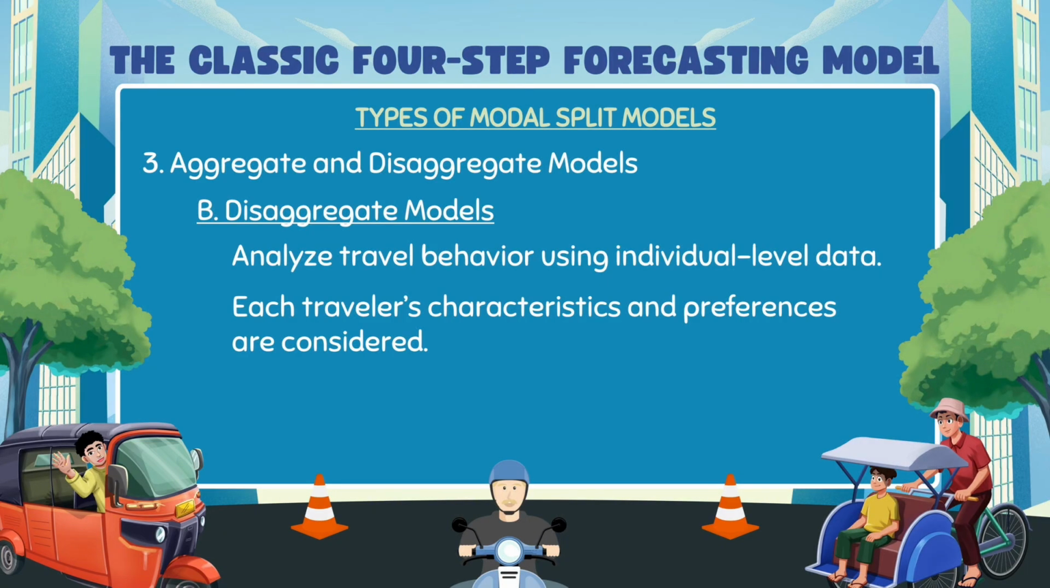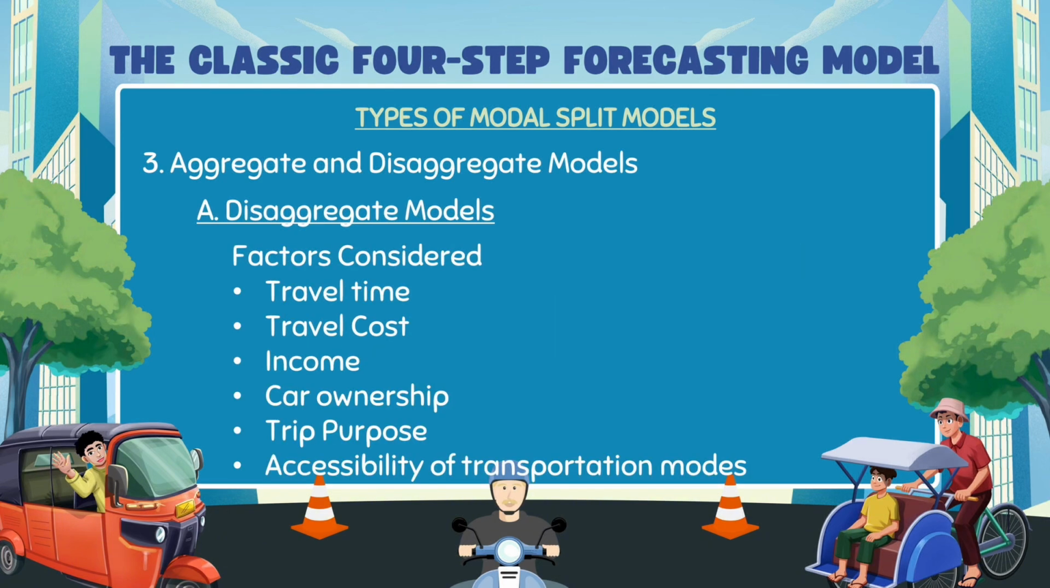Disaggregate models analyze travel behavior using individual level data. Each traveler's characteristics and preferences are considered. Meaning both the characteristics of the travelers and their preferences are being considered. We have here the factors considered in disaggregate models. First is the travel time, which is the time frame that the travelers must have, and also the travel cost, income, car ownership, trip purpose or the objective of the travelers, and the accessibility of the transportation modes.